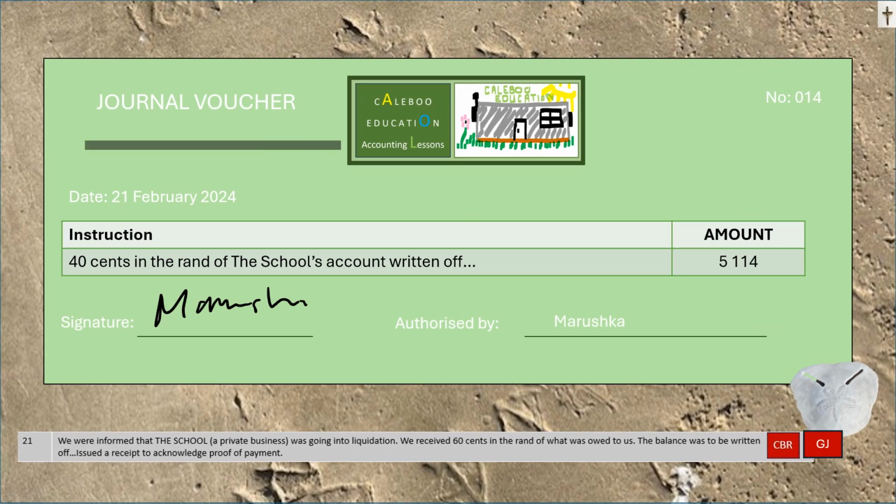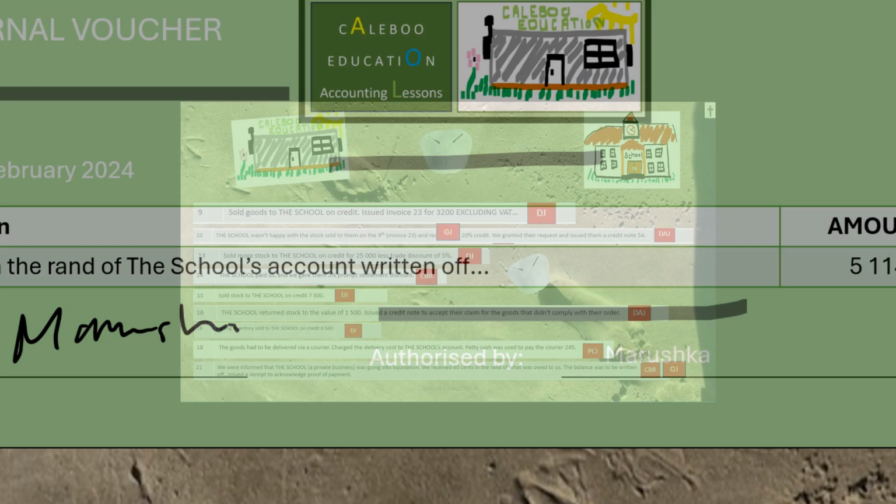And then just a journal voucher that records money that was written off. You will see the school is going to go into liquidation. It's a private school, and it's going to go into liquidation, and we're going to have a bad debt.